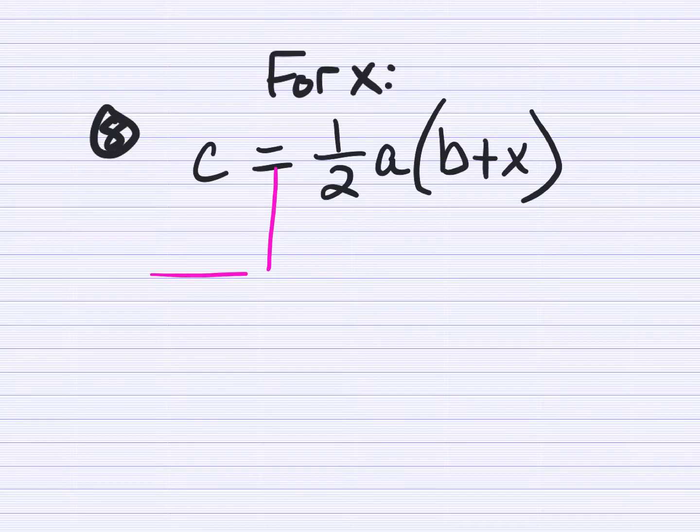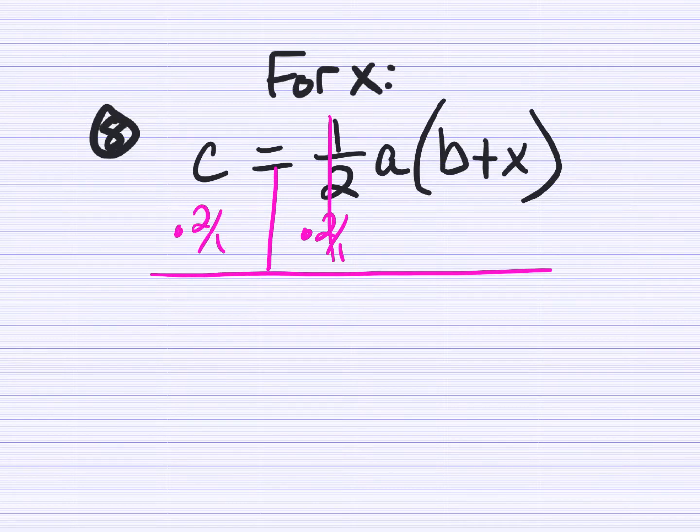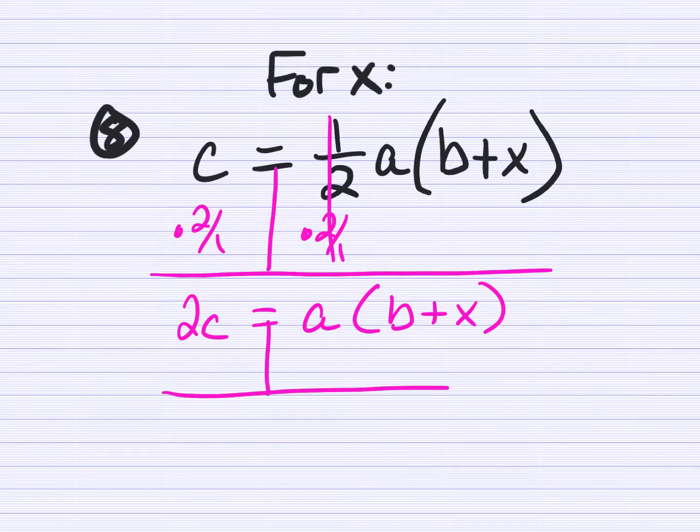So to get rid of multiplying by 1/2, I have to remember the opposite is not dividing. It's multiplying by the reciprocal. So I have 2 times C is 2C, and again, remember to write that as 2C, not C2, equals A parentheses B plus X. Now again, we have to keep going. There's still an A on the same side as the X. There's still a B on the same side as the X.